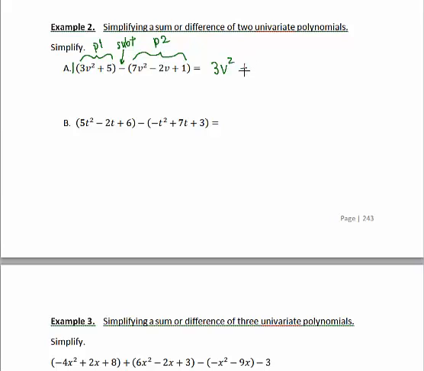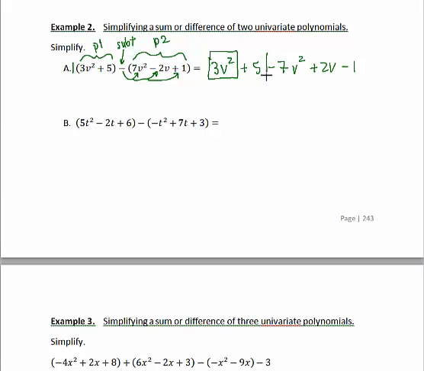I drop the parentheses, and then for the second set I'm going to distribute the negative. Each term inside of the parentheses will be multiplied by a negative 1. So a negative times a positive 7v squared is a minus 7v squared. A negative times a negative 2v is a plus 2v. A negative times a plus 1 is a minus 1. Once you've removed the parentheses, you are free to combine like terms.